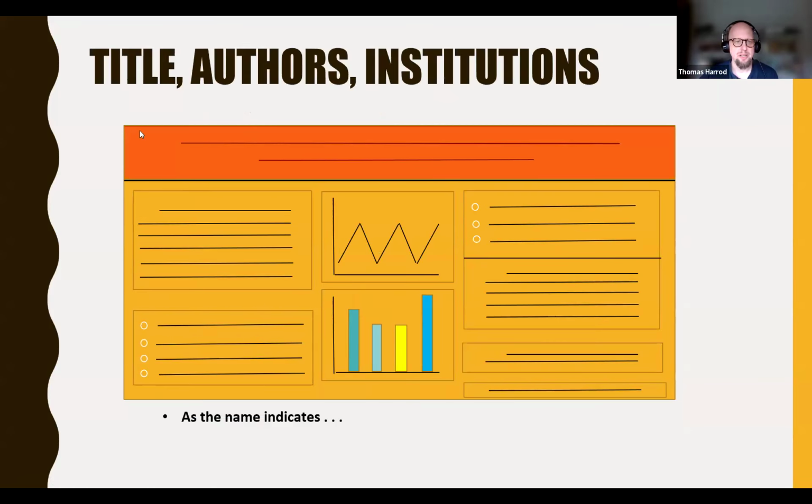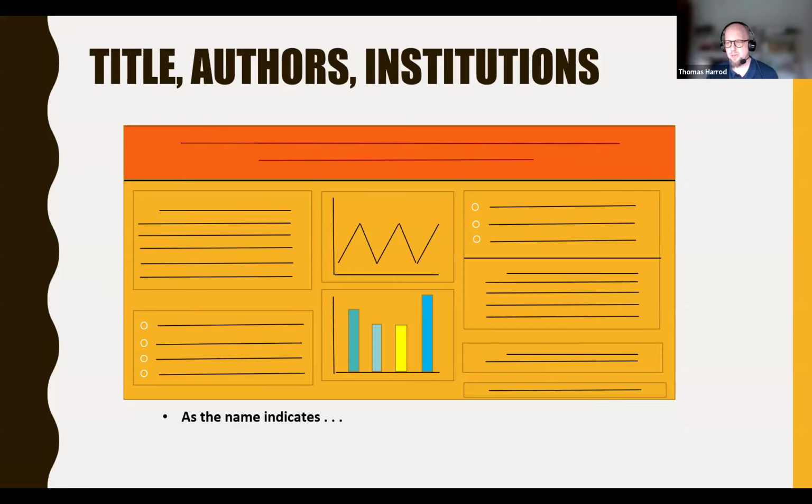So the top section I've highlighted in orange here: titles, authors, institutions. As the name implies, that's what it is. It's the titles. Beneath that is the list of authors, and beneath that is the list of institutions that are represented by those authors. So the title will usually be in the largest font. And then the authors will be listed in a particular order.